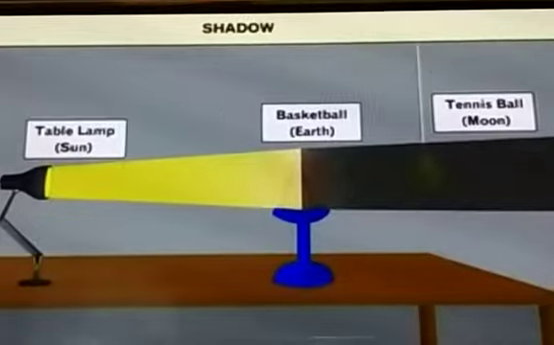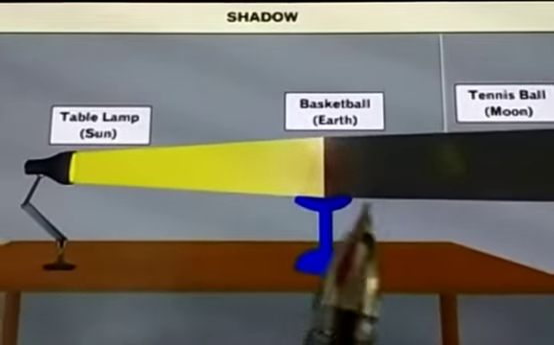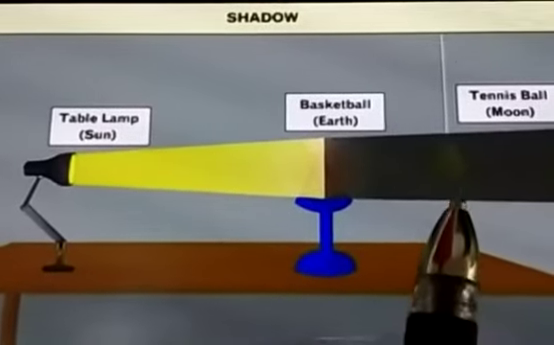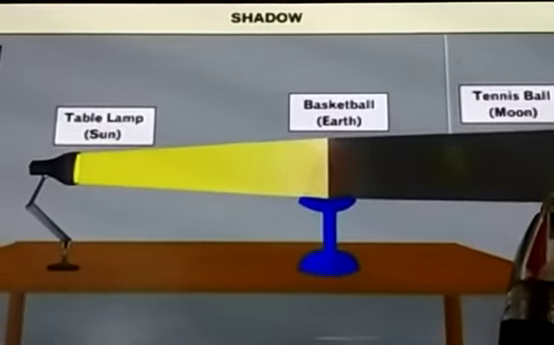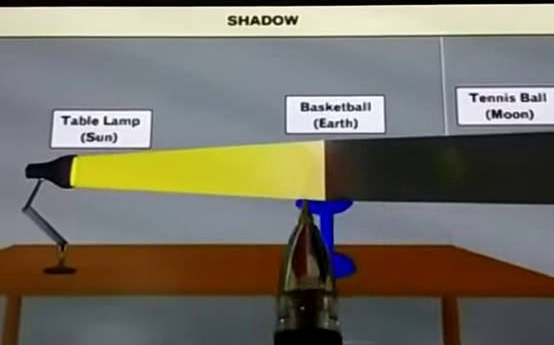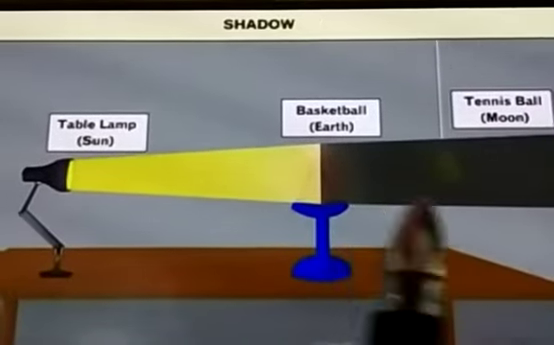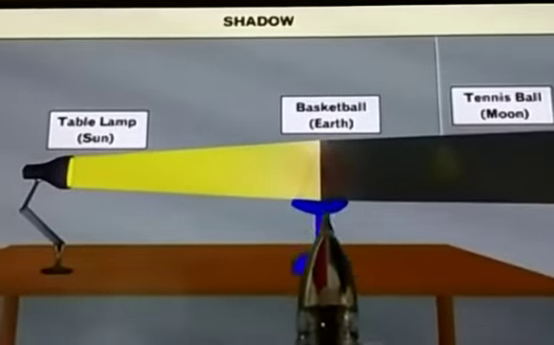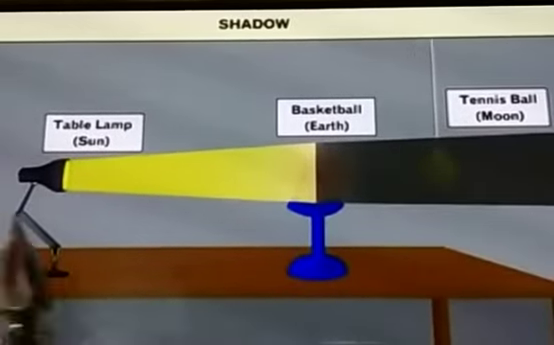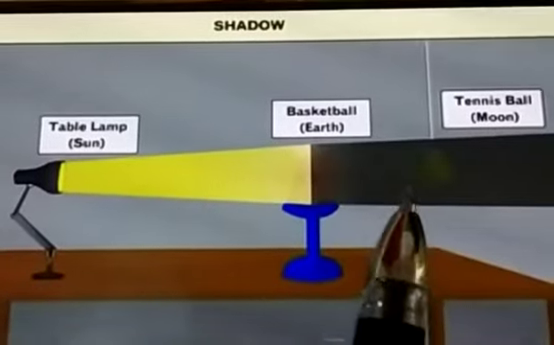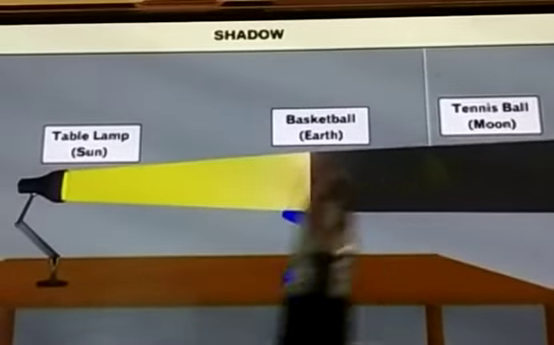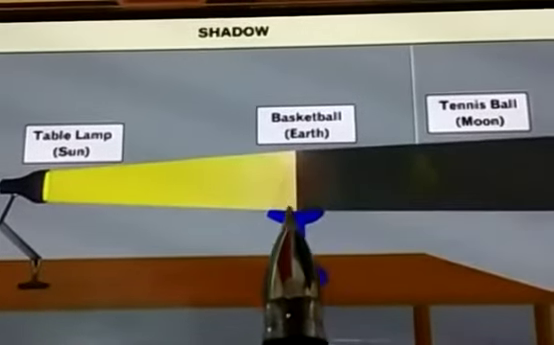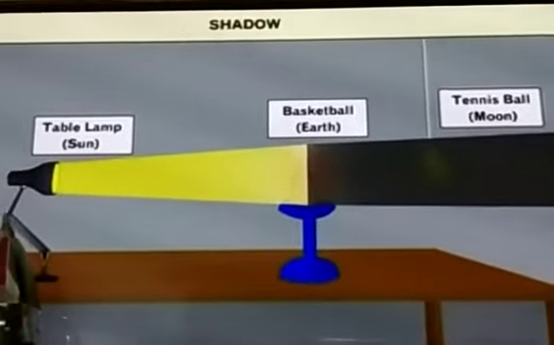Now the same activity will change. Just keep the bigger ball in between, and the smaller tennis ball towards the other side. Now this is our earth and this is our moon, which will be rotating, right? It will be rotating on its own axis, that is known as rotation, right? Now here, there the tennis ball, the moon, was in between. Now what's happening here is the earth is coming in between the moon and the sun.